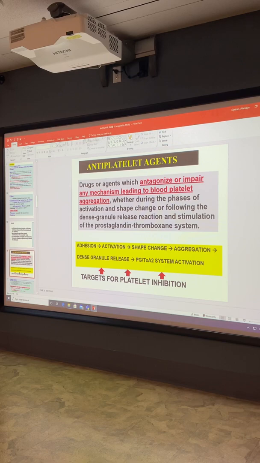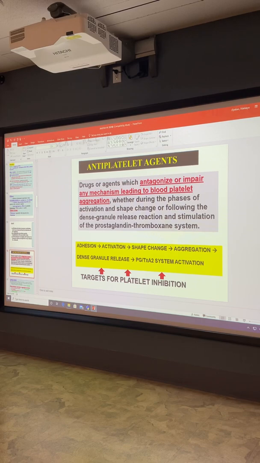And so this is what is happening here. When platelets now aggregate, they release the content of their granules. And those granules are the ones that now activate the prostaglandin and thromboxane A2 system. Thromboxane comes from the word thrombosis. So what are the targets for platelet inhibition? How do you antagonize platelets? You can antagonize any of these steps, particularly if you antagonize this system, then you are going to end up with an antiplatelet agent.